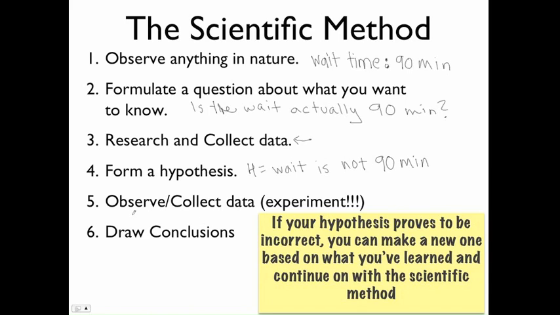Okay, so then we decided to observe and collect data. This is your experiment. This is the fun part of science. This is where you get to do the experiment. This is where we actually waited in line and rode the roller coaster. And you want to do an experiment more than one time, or you want to have a couple trials when you do it, usually at least 3, but sometimes even more. And so we actually stood in line 3 times, and we collected data each time and measured the wait time, and then at the end we drew conclusions.